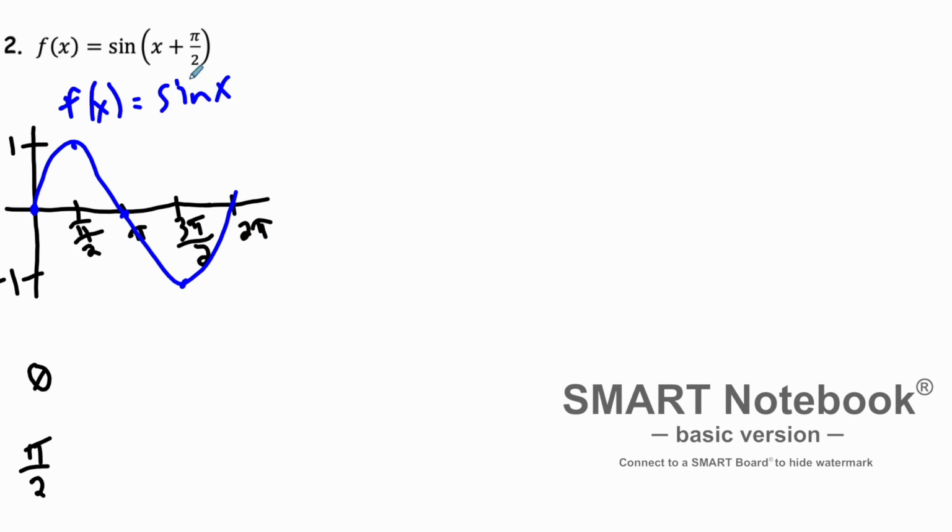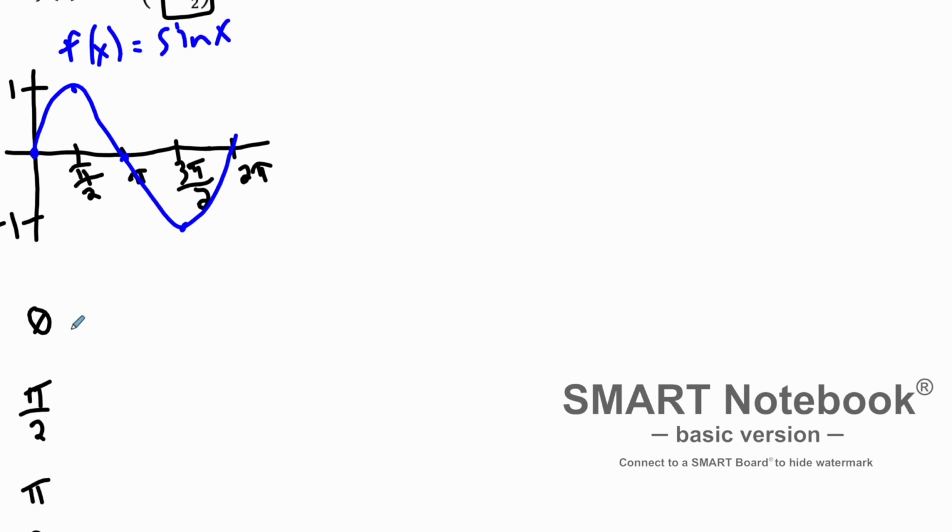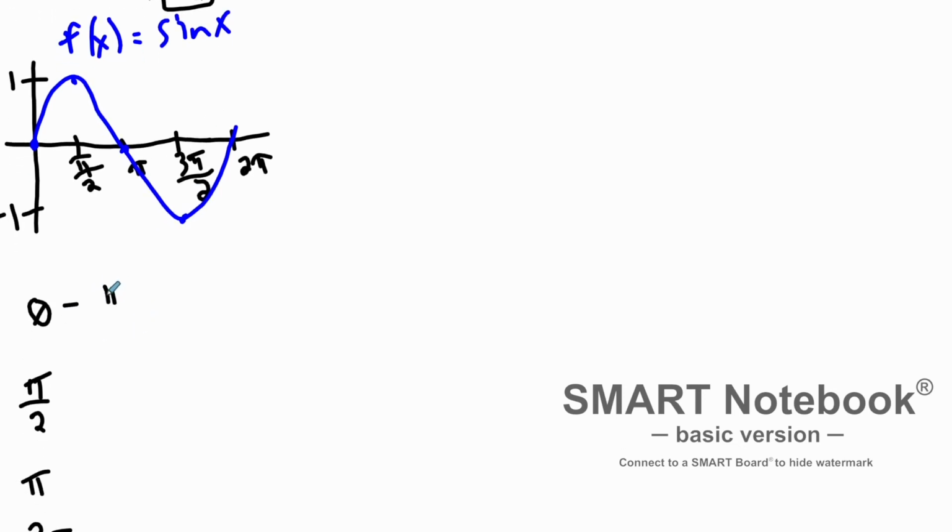All right, so we have a plus pi over 2. So remember, it's opposite. So plus pi over 2 means I'm subtracting pi over 2 from all of these points. All right, now, just like in the last example, what I'm going to start with is just an x-axis. All right, that was horrible. Let's try that again.